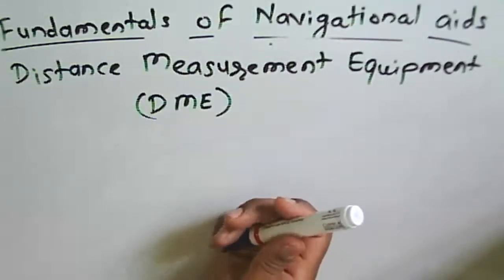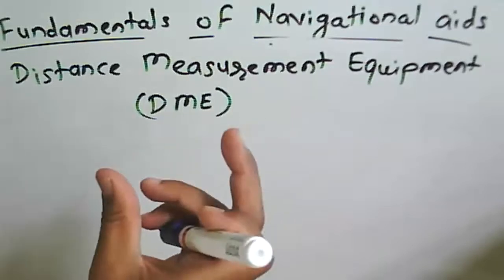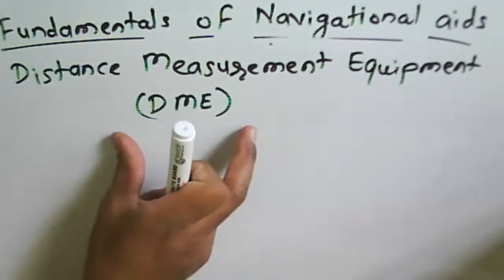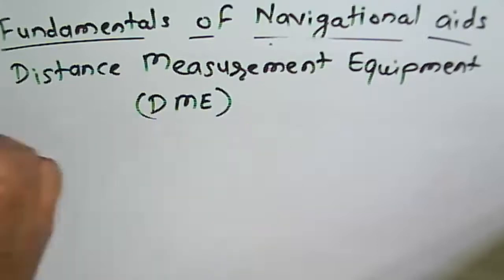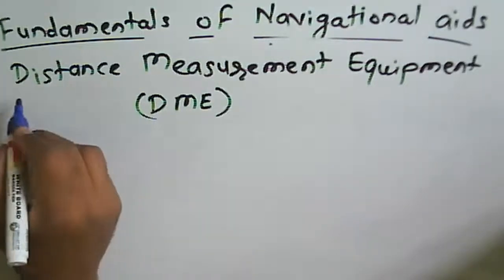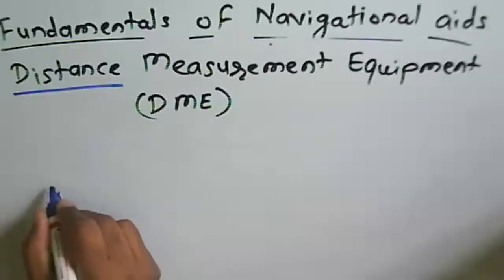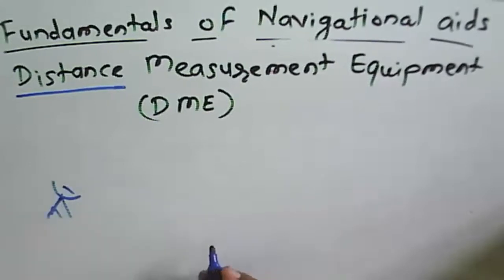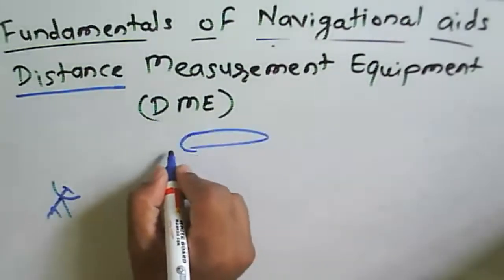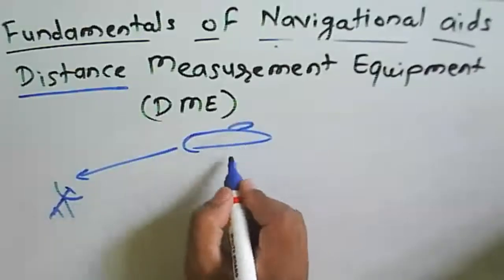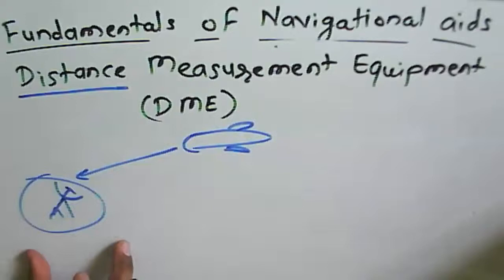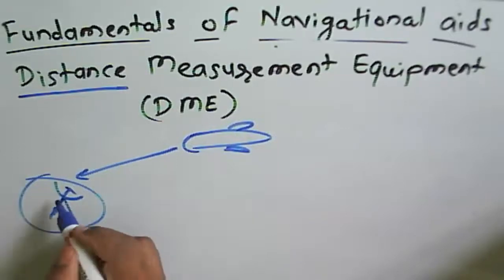To provide the information to the aircraft, that will be done by this particular DME. It is useful to measure the distance. Suppose we have a transmitter here and this is an aircraft. The aircraft is able to find out the distance from the position of a device here. Generally a device is placed, and it will provide you the distance.